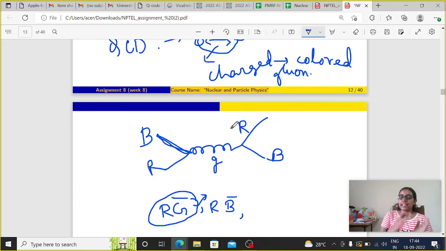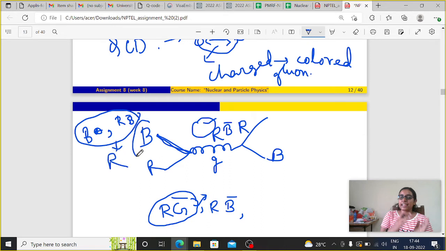B will convert to R. Then what will be the configuration for gluon? The configuration will be like R B bar. Why? Because if I write B plus, like B and R B bar, then as a whole it will be R. So that means B will interact with R through the gluon R B bar.